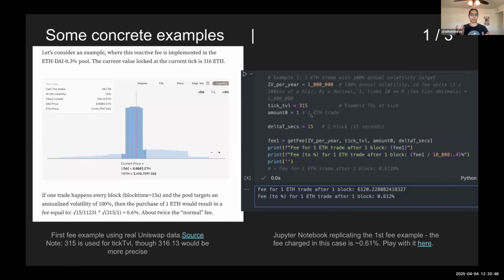And here's kind of how it works with some example swaps. So if we set our target volatility at 100%, we imagine there's 315 ETH in tick TVL, and this is like a combination of ETH and DAI in this example, just all converted into ETH. And somebody is swapping 1 ETH, and they're swapping 1 block after the most recent swap. This is what their resulting fee would be. Say they'd be charged 0.612%.